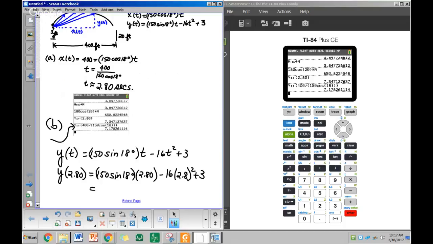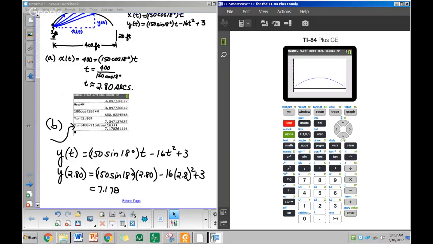Yep. Can we also do a second trace value? Let's see what we can do. We're going to go back to the graph and go second trace value when t is 400. Look what I'm going to do. Divided by 150 cosine of 18. Didn't like that, did it? You could stow the answer. Yeah, we could. Or second, stow the time.